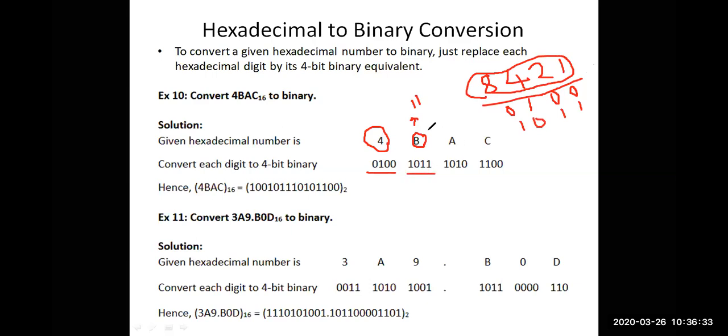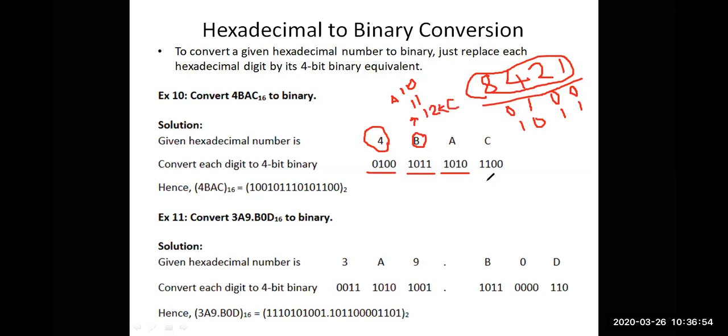Then A is 10. A is 10, which is 8 plus 2. So 1 0 1 0. Okay, C is 13. Sorry, 12. C is 12. So how to make 12? 8 plus 4.